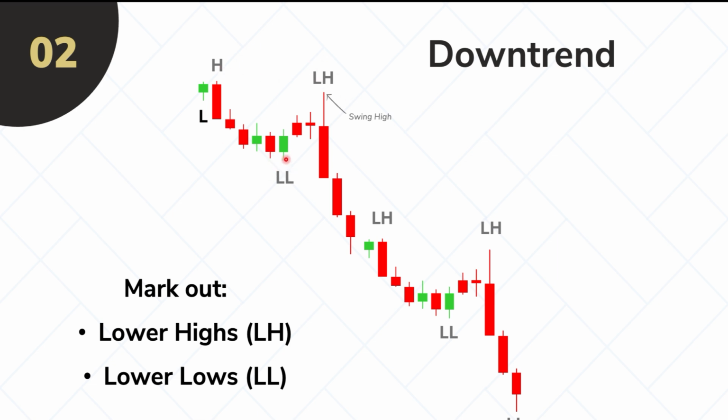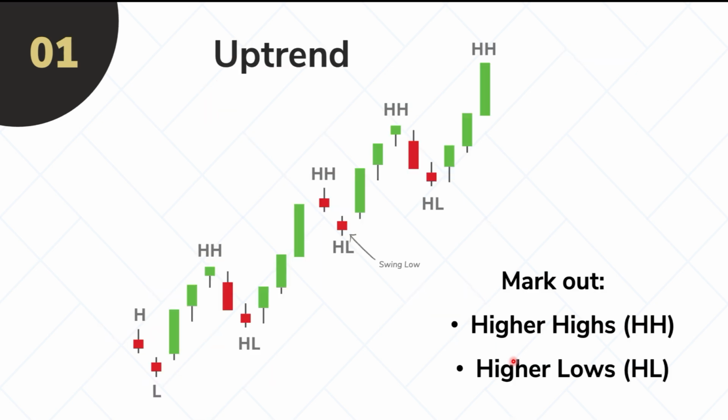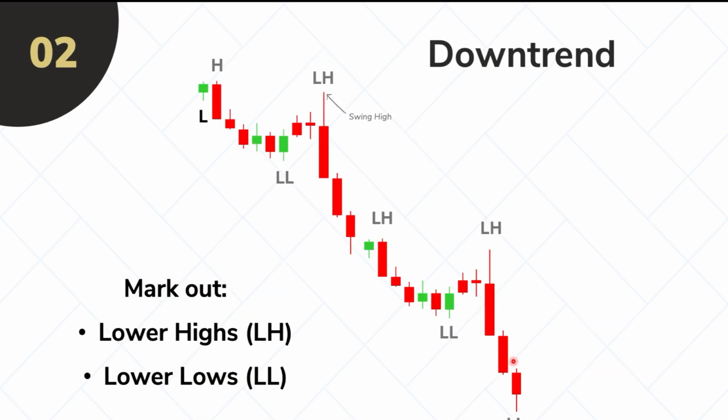Here's a low. We make a lower low. We make another lower low. Make another lower low. Here, lower high. We make another lower high. This is close here, but this is a lower high to the left, lower high to the right. That's why this is a swing high. Another swing high, lower high in a downtrend. So now you know how to spot an uptrend with higher highs and higher lows. Now you know how you can spot a downtrend with lower highs and lower lows.